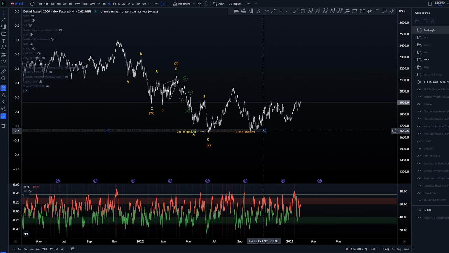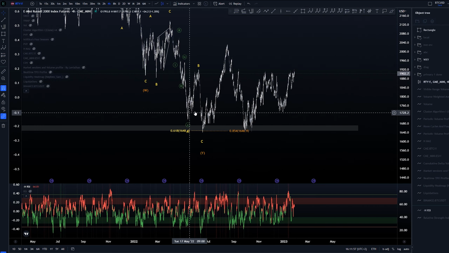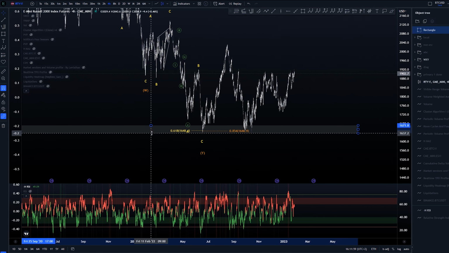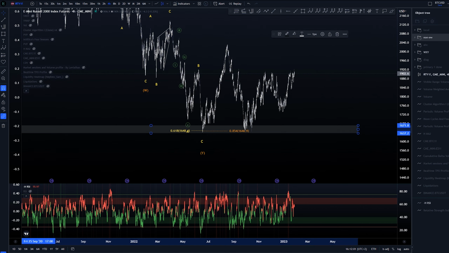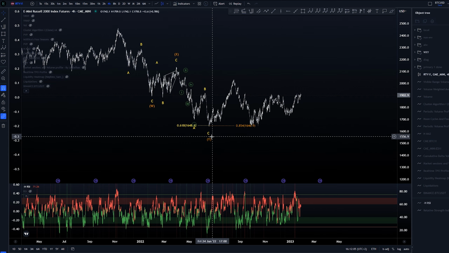If we come back here, I don't really see us having this support anymore, because the more you touch a support area, the more likely it is to break. So again, that is that area. But from here, we could be looking for more bullishness upwards.